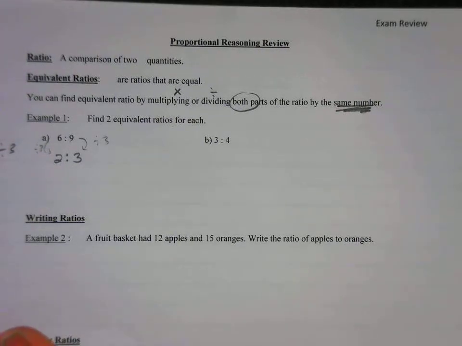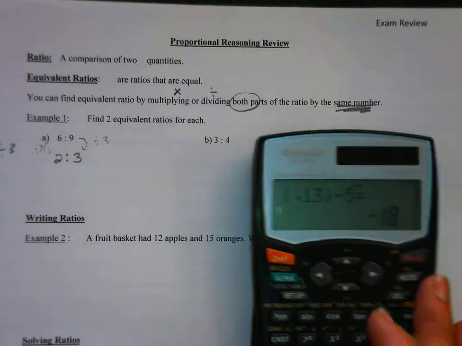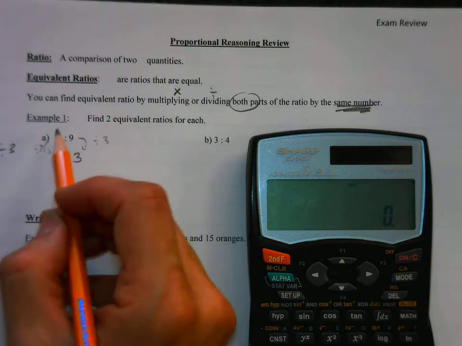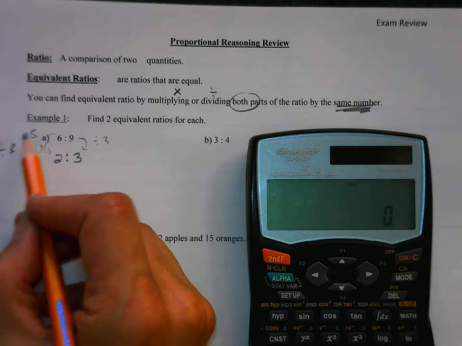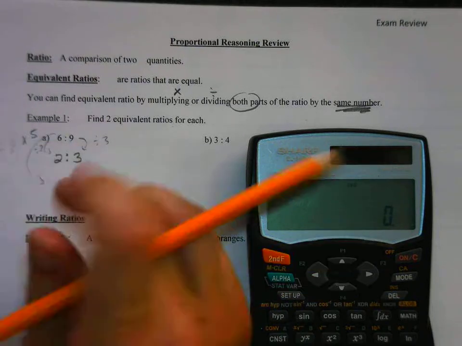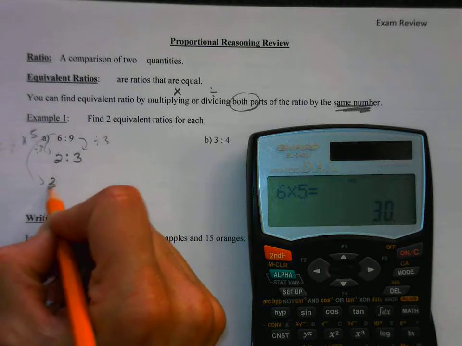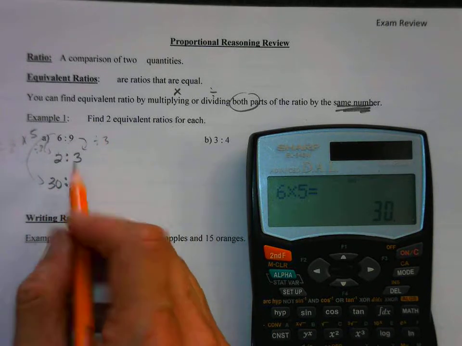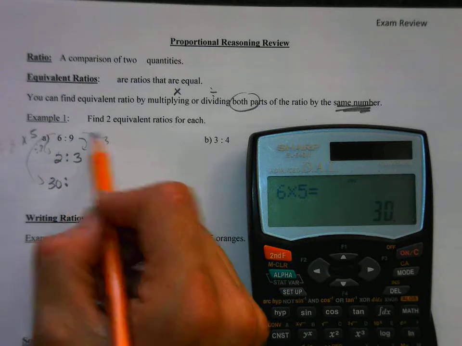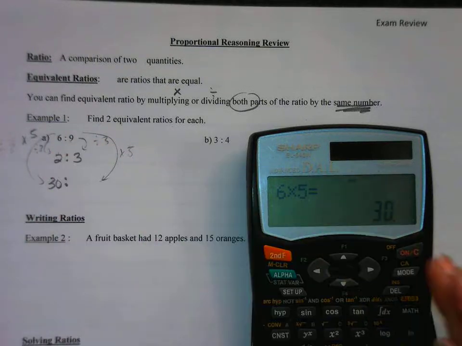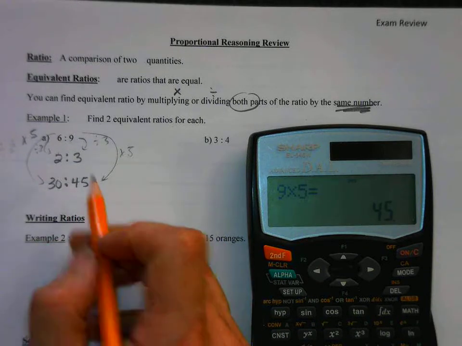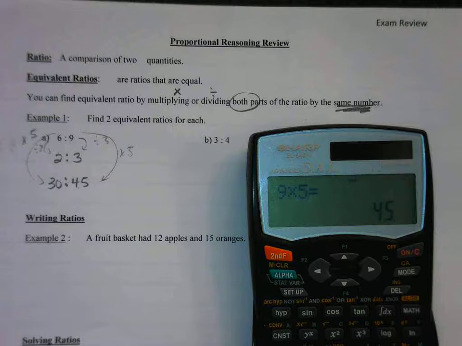But let's say I want to do something different. Let's say I want to multiply, by 4 or 2. So what I'm going to do is take the 6, pick a number. Maybe I'll pick 5. I'm going to multiply by 5. So 6 times 5 is 30. Put my two dots, which means the "to" part, and I also have to multiply by 5 here. So 9 times 5 equals 45. And that way we have an equivalent ratio from multiplication.